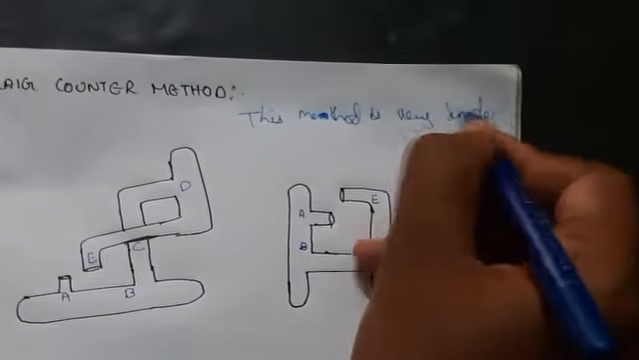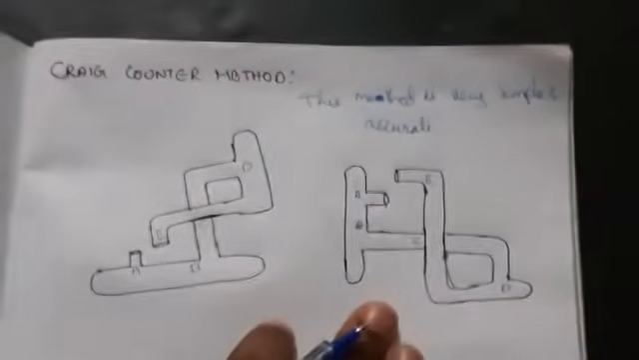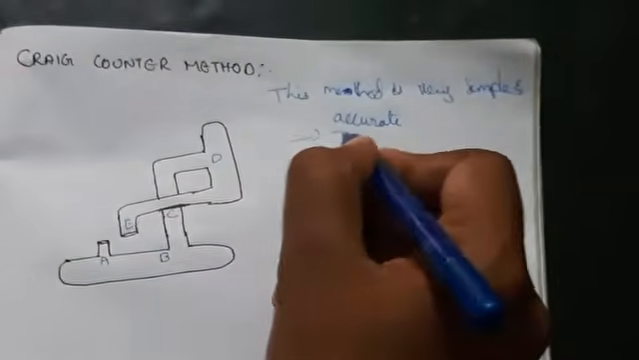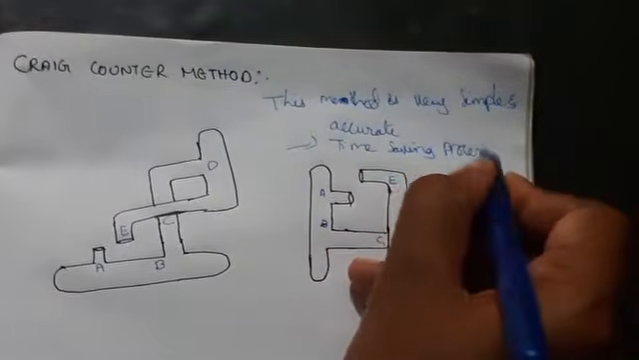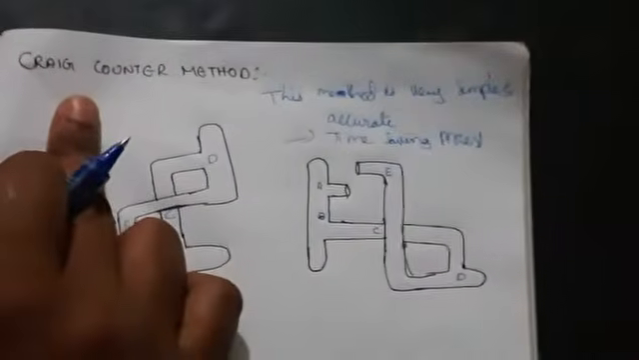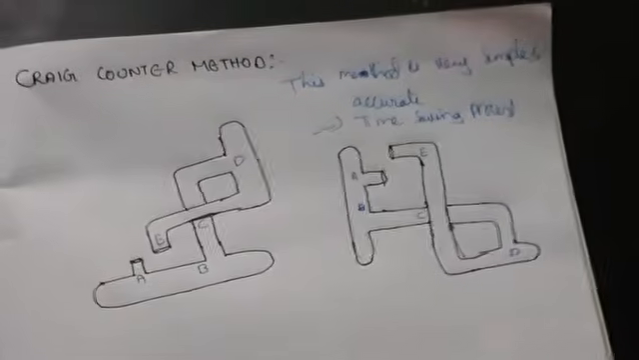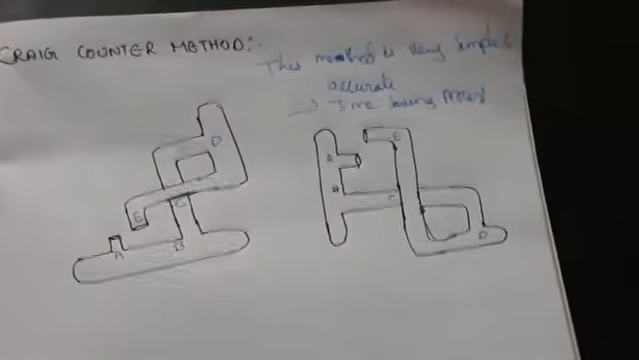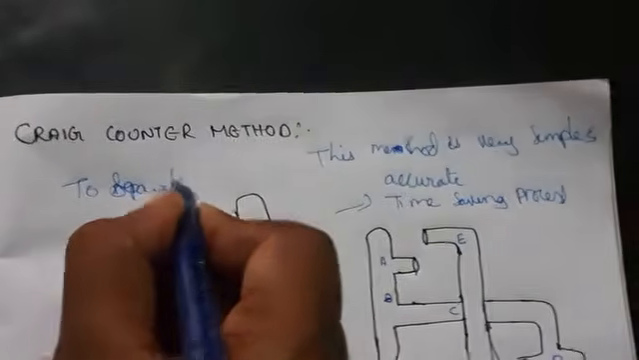This method is very simple and accurate in analytical analysis. Why? Because it is also a time-saving process. This was discovered by Craig, and we can easily separate the compounds here. What is the Craig counter method? It is a very useful method to separate biomolecules, peptides, hormones and other natural products. To separate natural products, we can use this method.